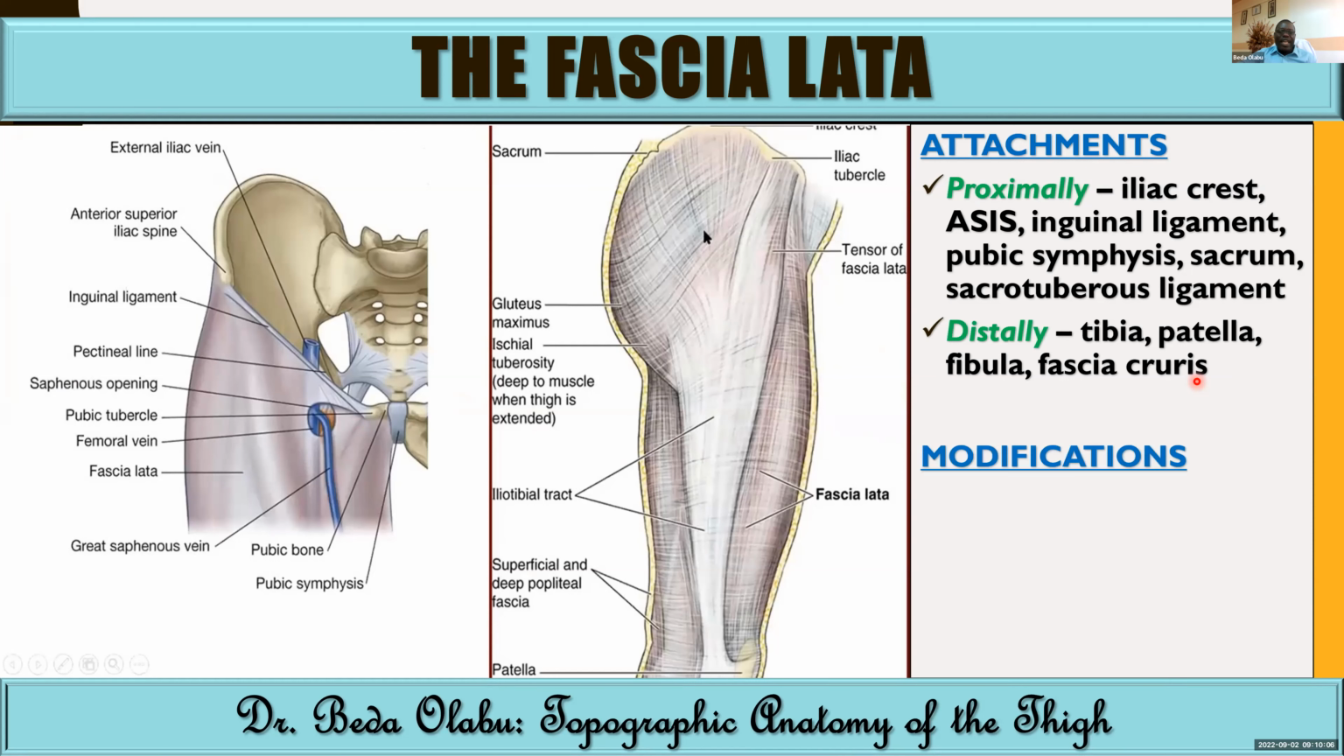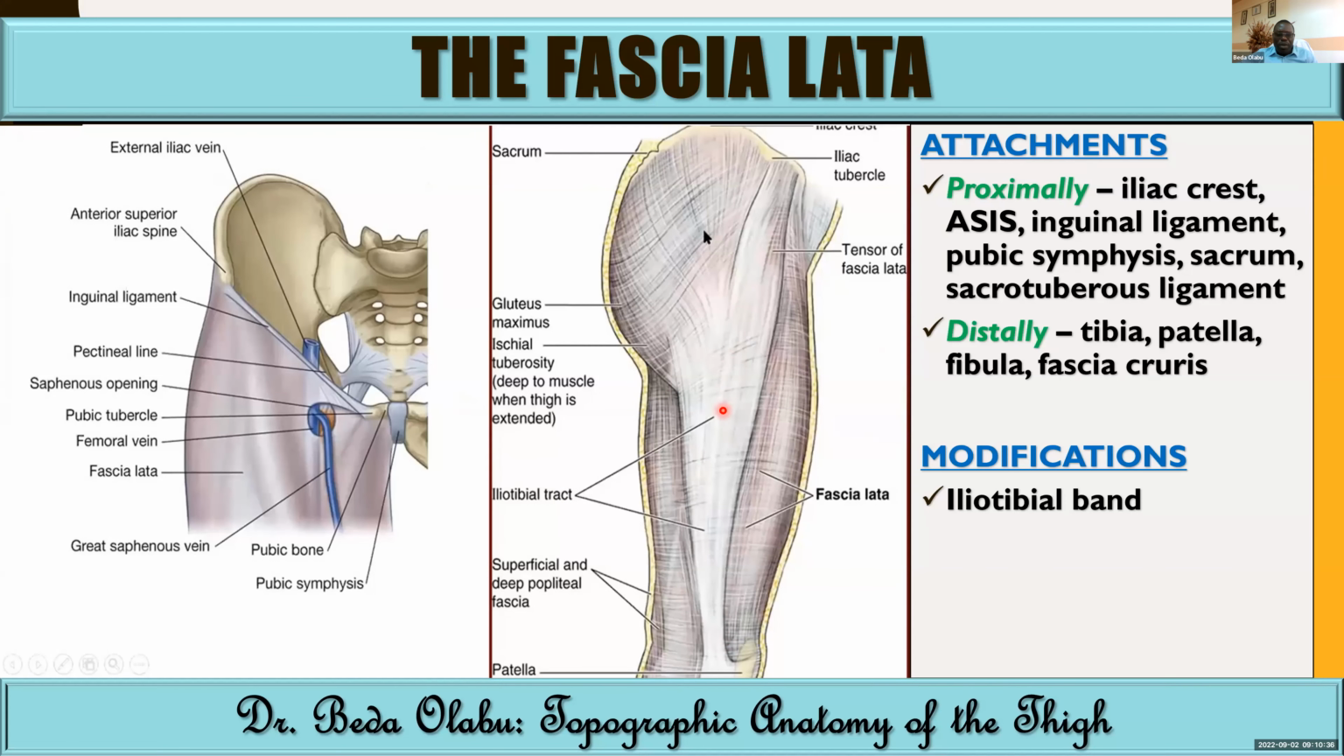The deep fascia of the thigh has some modifications that I want to highlight. One of them is what we call the iliotibial band or the iliotibial tract. The iliotibial band is a lateral thickening of the fascia lata. So the fascia lata is significantly thickened on the lateral aspect of the thigh to form what we call the iliotibial band.